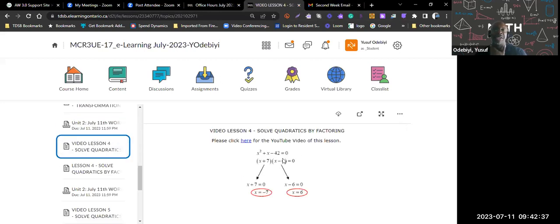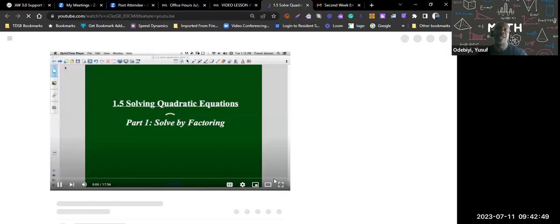So video lesson, this is solving for quadratics. That means finding the x-intercepts. So let's look at that one. I think you guys should have done that in grade 10, to be honest. Or sorry, no, maybe not.